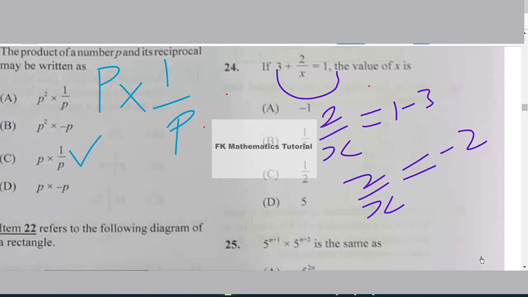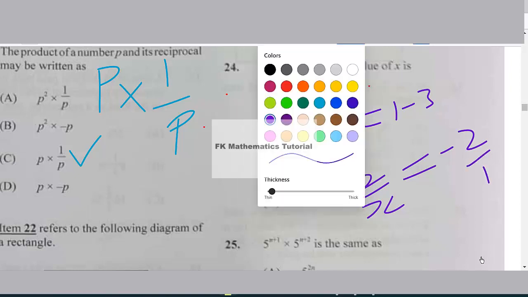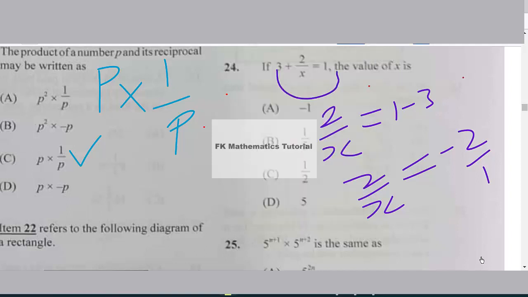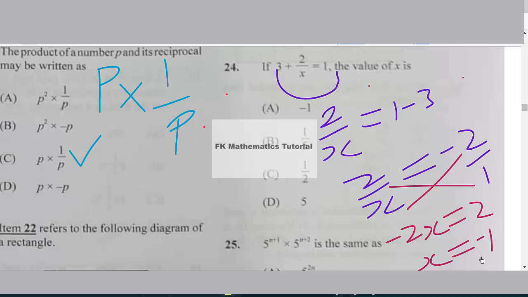Can we cross multiply? Yes. So this is like over 1. When we cross multiply, this will take this, this will take this. So we have negative 2x is equal to 2 times 1, which is 2. Divide both sides by negative 2, you get x to be equal to 2 over negative 2, which is negative 1. So the answer is A.